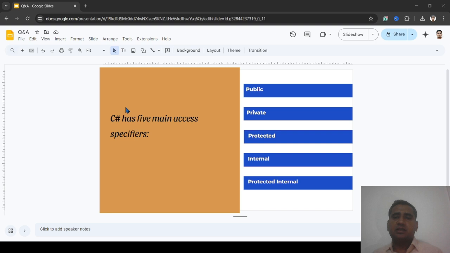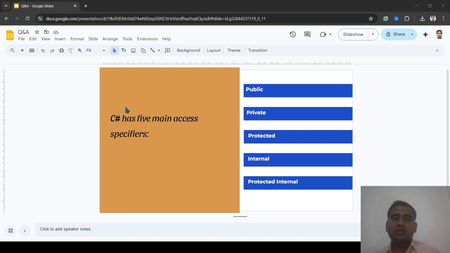A public member can be accessed from the classes within the same project, or from code in an entirely different project that references your project assembly, that is the DLL. So the public access specifier means the class can be used anywhere, even in a different project if you are referring to your project assembly. That's the access limitation of public: accessible everywhere.